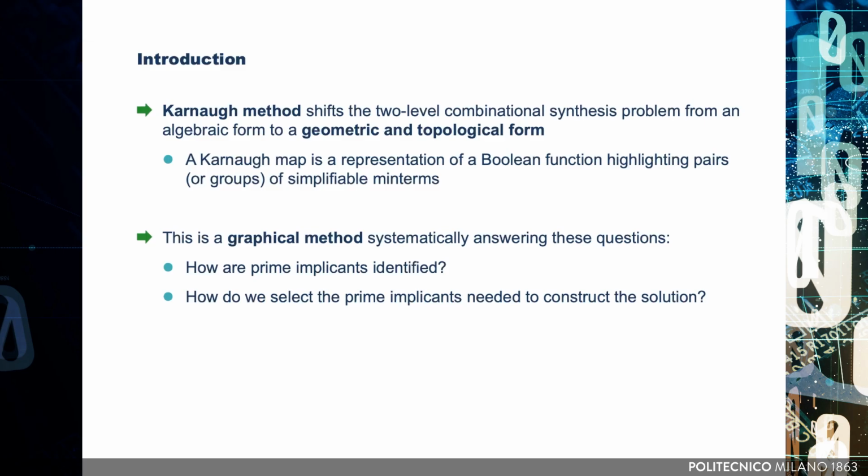The Karnaugh method is a graphical approach that systematically addresses all the questions posed at the end of the previous module, which can be summarized as follows. How do we identify prime implicants? How do we select the necessary prime implicants to construct the optimal solution? In this module, we will study how to construct a Karnaugh map, and in the next module, we will discuss the algorithm for combinational synthesis using this map.